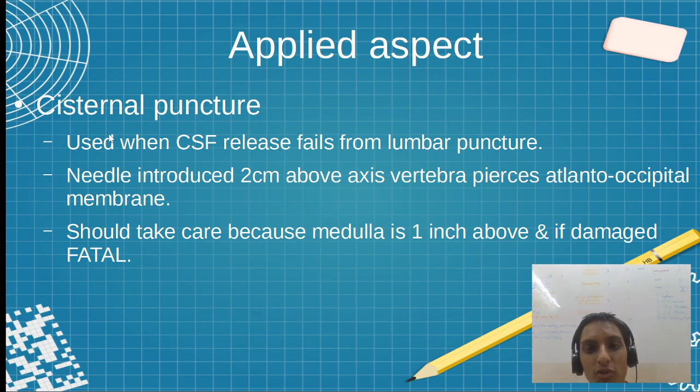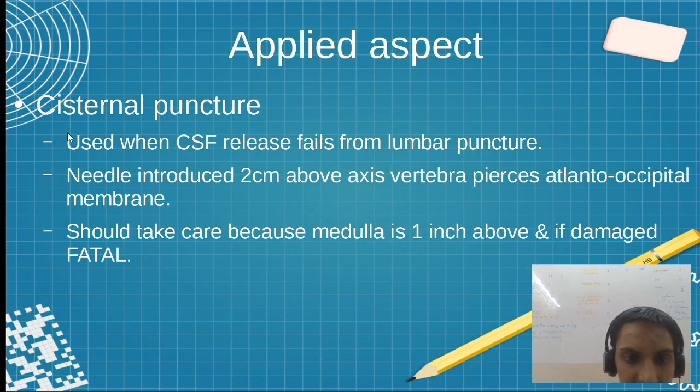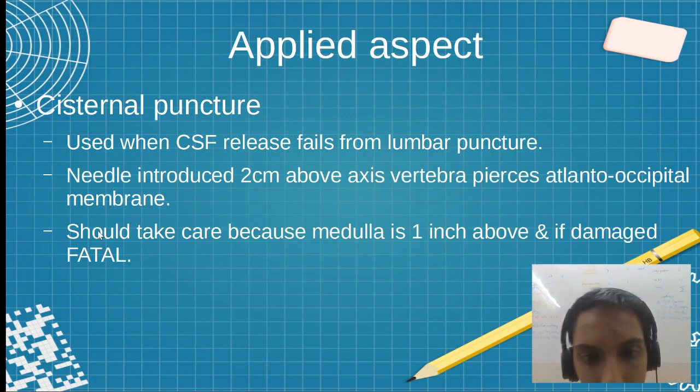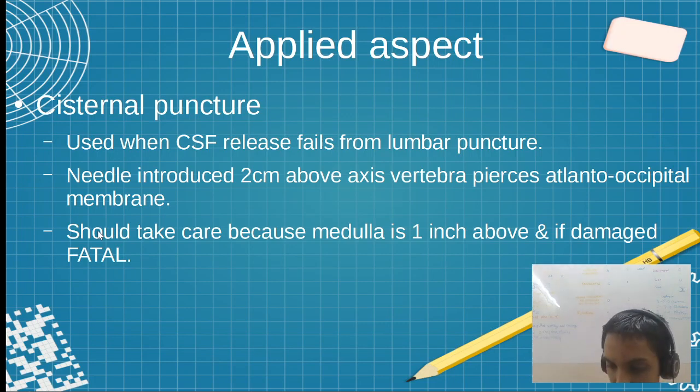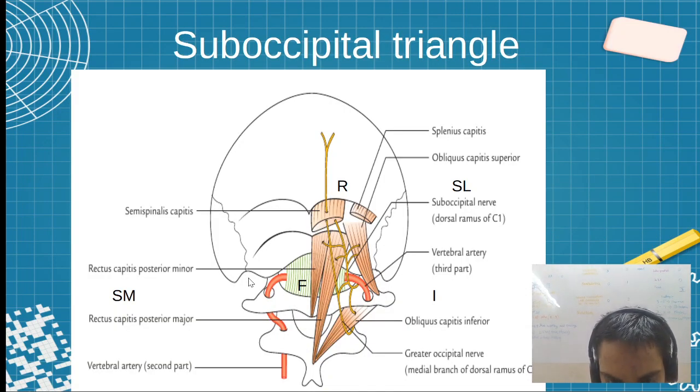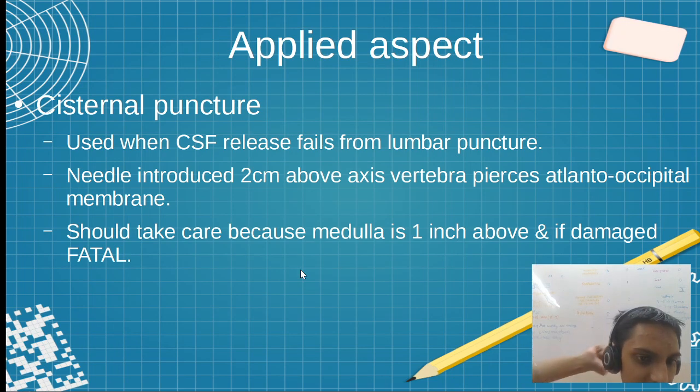We have the cisternal puncture. When CSF release fails from a lumbar puncture, and CSF is not obtained, we have to do a cisternal puncture. The needle is introduced 2 cm above the axis vertebra and pierces the atlanto-occipital membrane. The axis vertebra is here, so just 2 cm above this, at the axis vertebra, we have to do this cisternal puncture.